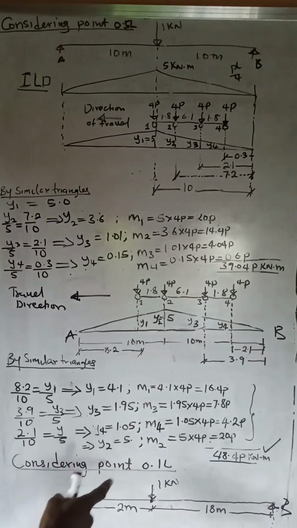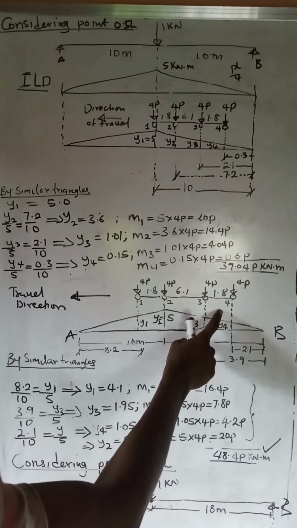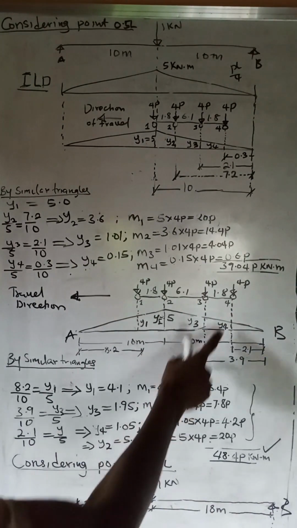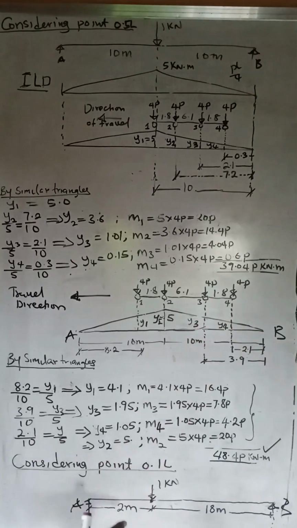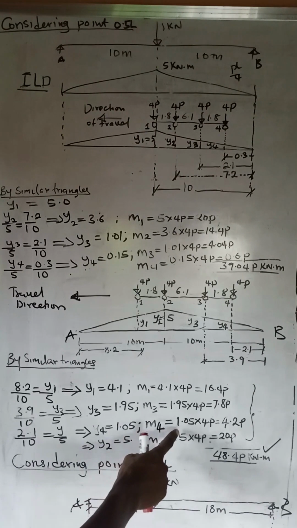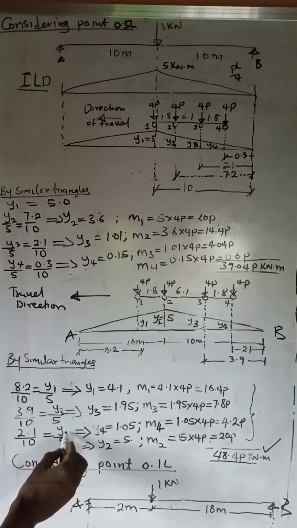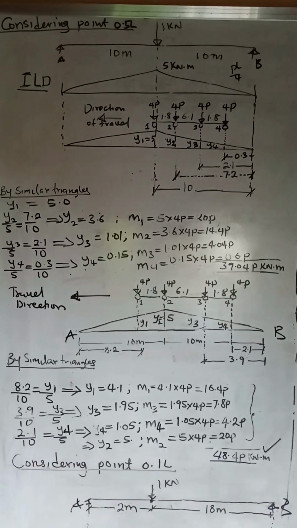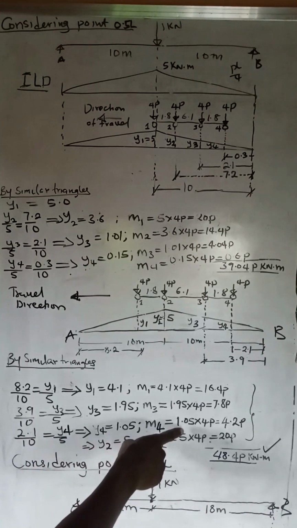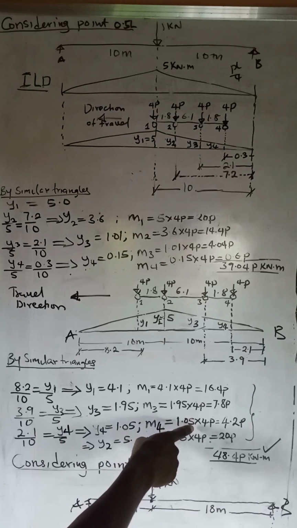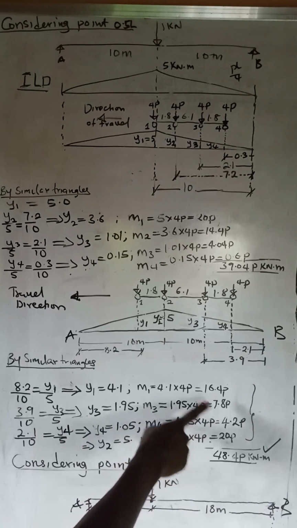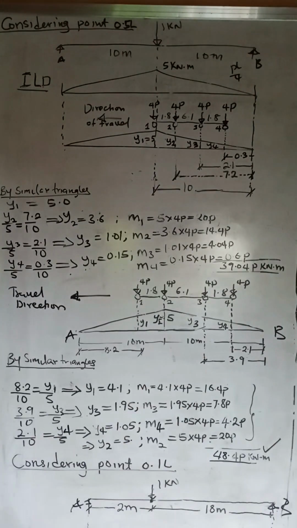Now the next one is Y4. The moment due to ASU4 is 1.05, which is the ordinate at ASU4, times the load at ASU4. That will give us 4.2P.